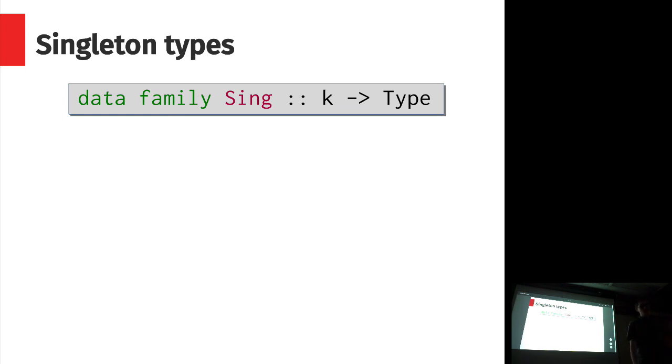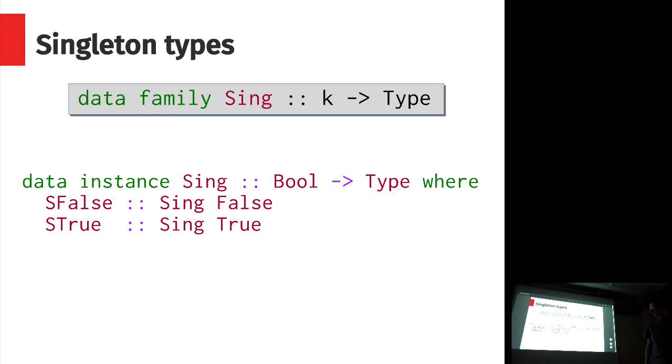To give you a concrete example of what that looks like, here is the singleton type for Bools. Here we're instantiating the kind k with the Bool kind. And it has two constructors, STrue and SFalse. So it looks pretty similar to a regular Boolean. The only difference here is that we're instantiating, oops, sorry, I went ahead too far.